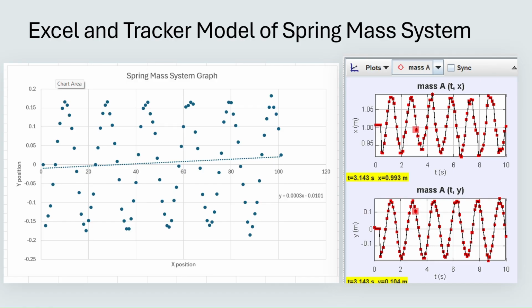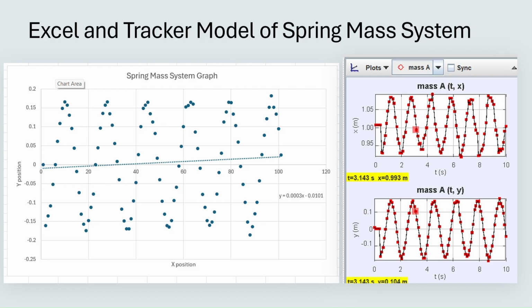Here's my data from Excel Tracker. You can see from my Excel graph that the graph does oscillate, and that's what a spring graph is supposed to look like. My X position data numbers aren't exactly correct, because this is only the X position and the Y position. I don't have the time for each portion of the graph, but you can see that it oscillates like a spring is supposed to oscillate.